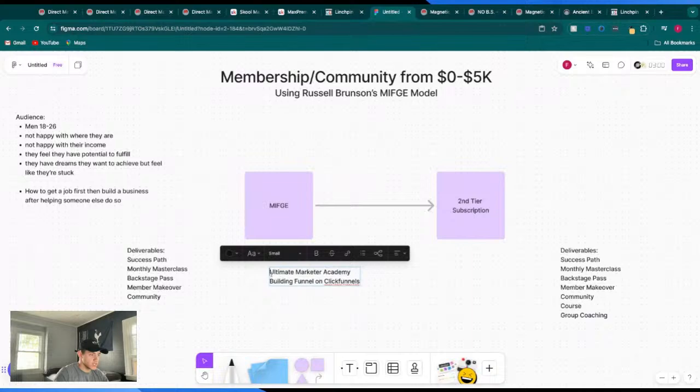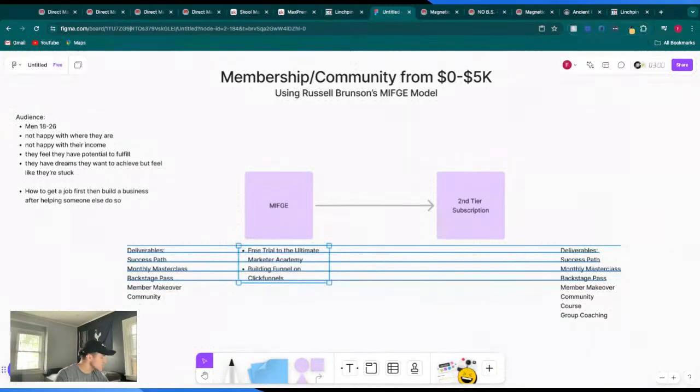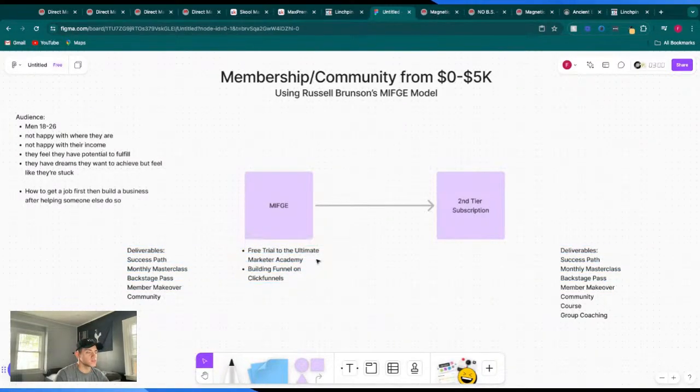So they're going to be getting a free trial to the Ultimate Marketer Academy. That's the main deliverable. How are we going to price that? We'll figure that out here. So, free trial to the Ultimate Marketer Academy, and we'll build out the deliverables on that as well. Because essentially, we need to figure out what deliverables are actually in the subscription model. Let's see if Russell Brunson talks about that. Let me see if I can find it.